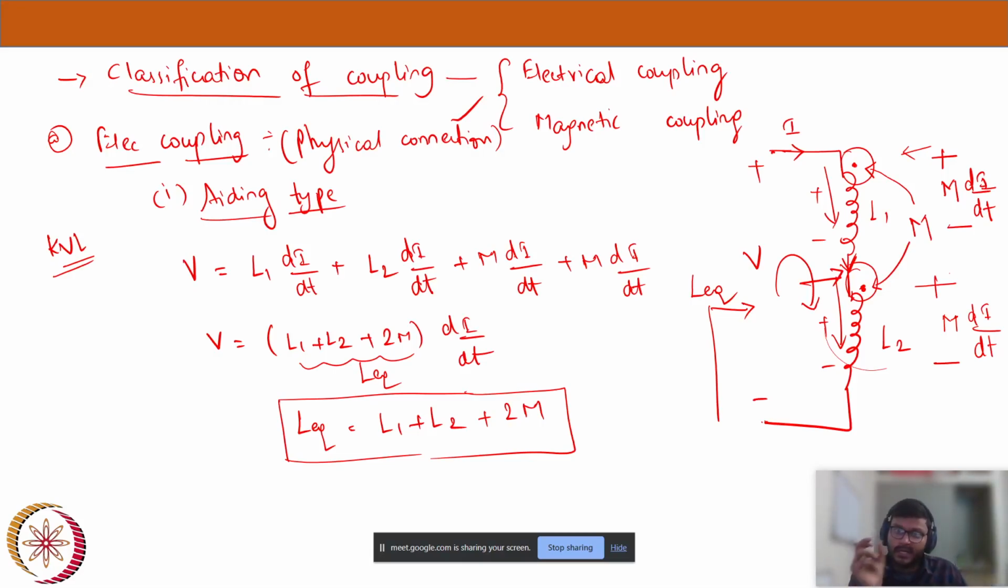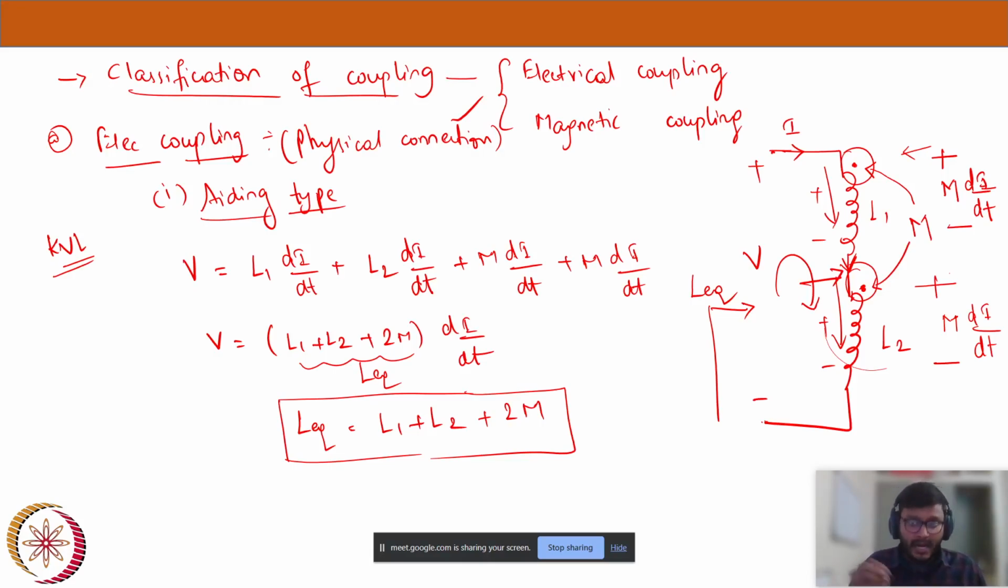This M mutual inductance is actually aiding the circuit. It is helping in increasing the inductance of the entire circuit. Equivalent inductance is increasing because of this mutual inductance. So that's why it is called the aiding type. Aiding means enhancing, improving, or increasing.